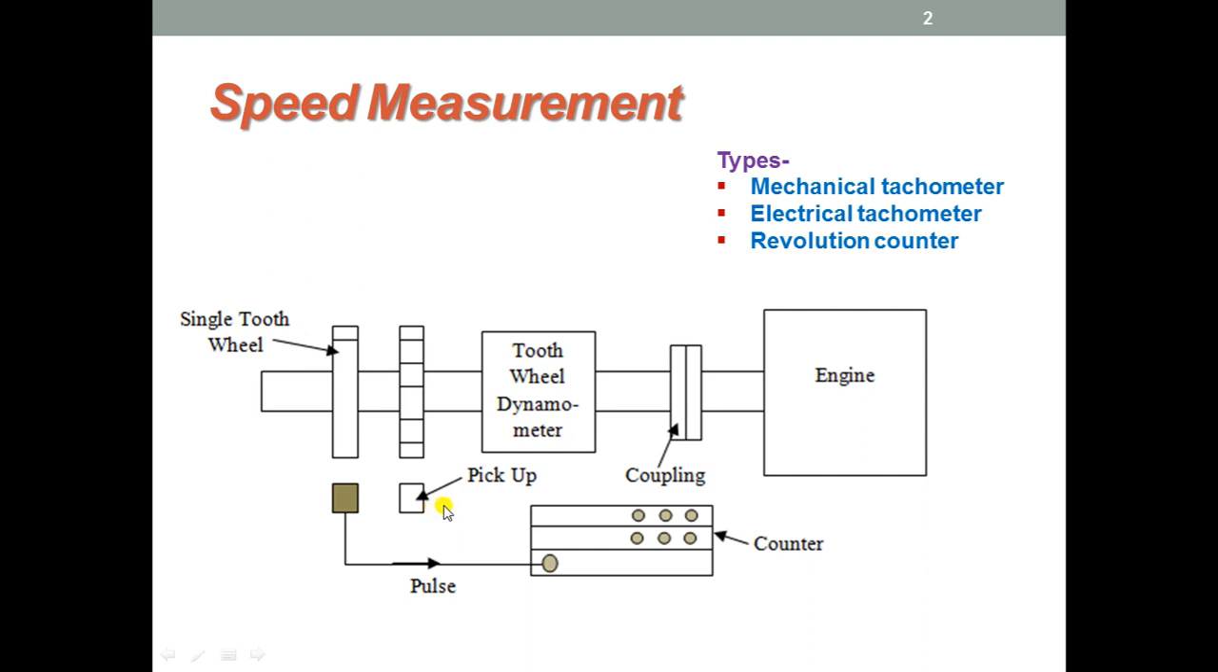For accurate and continuous measurement of speed, a magnetic pickup is placed near the toothed wheel coupled to the engine shaft. This magnetic pickup will produce a pulse for every revolution of the engine shaft, and a pulse counter will accurately measure the speed. This is how the speed measurement is done with the help of a revolution counter.